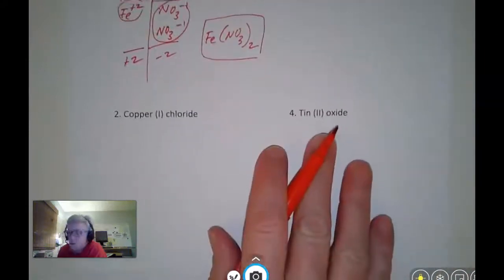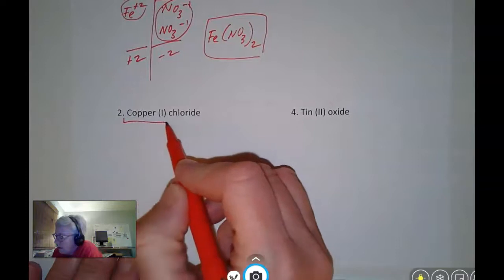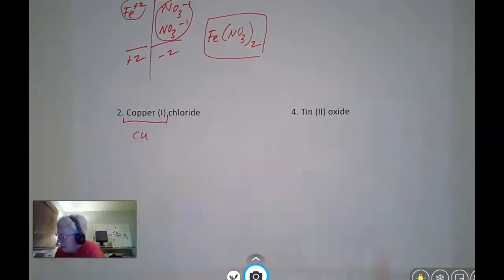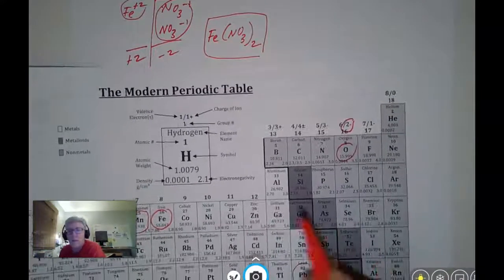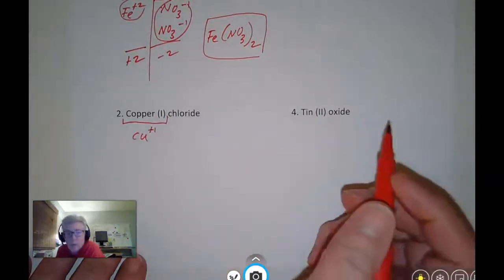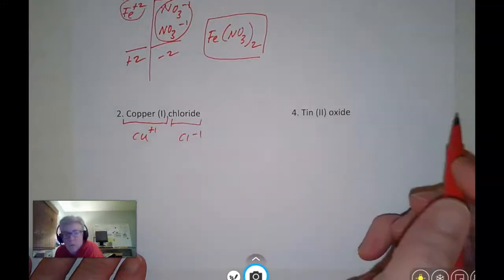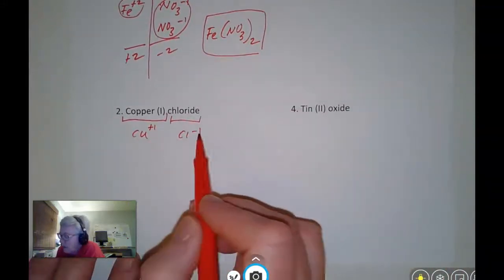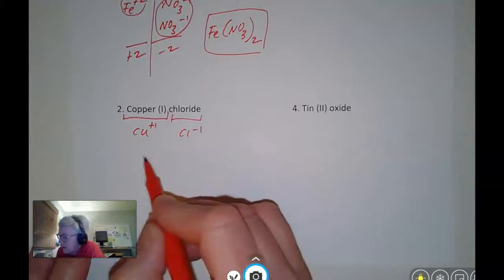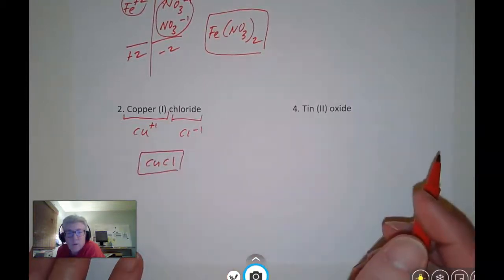All right, let's do this one. Copper 1 chloride. So copper is Cu, and it's right here. All right, and the Roman numeral 1 tells me that it has a +1 charge. Chloride is my anion, has a -1 charge. So this one's not too bad. +1, -1, they'll cancel. So for my formula, I just need one of each of those.